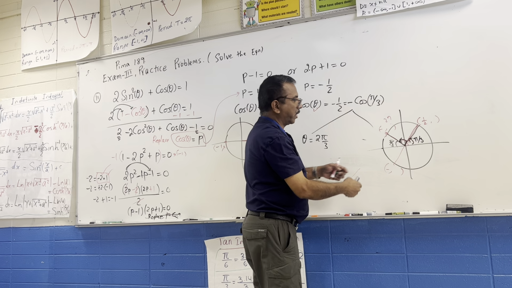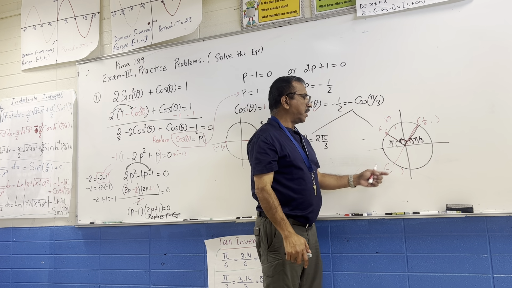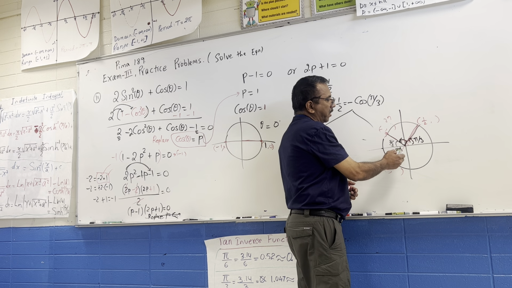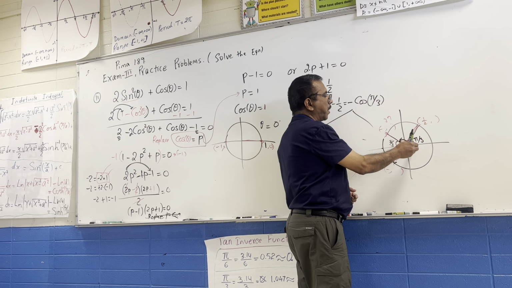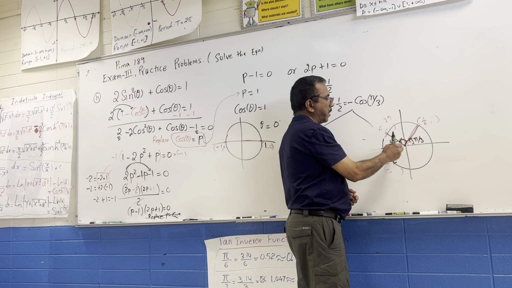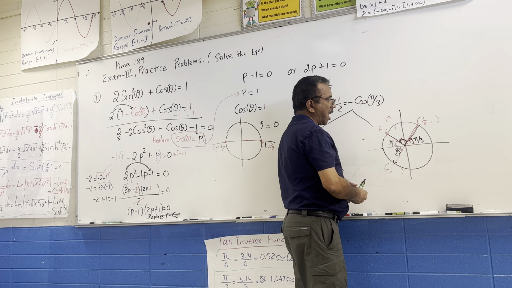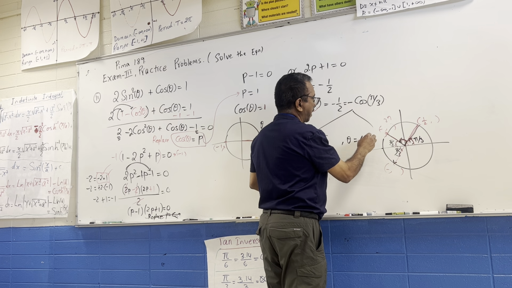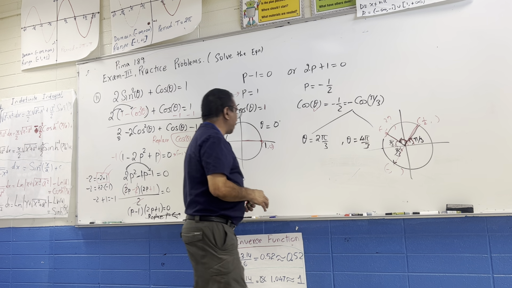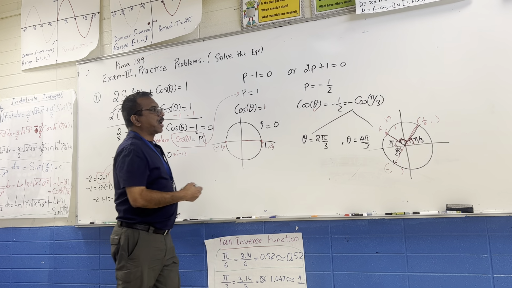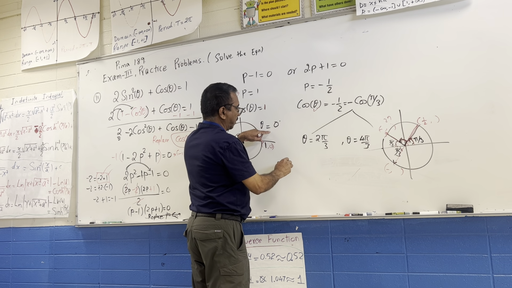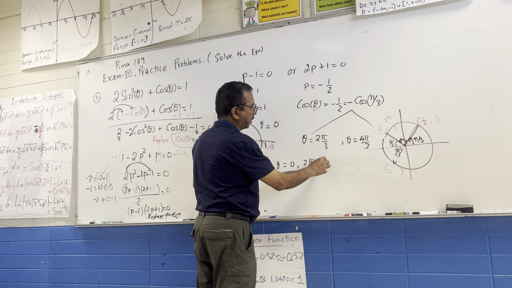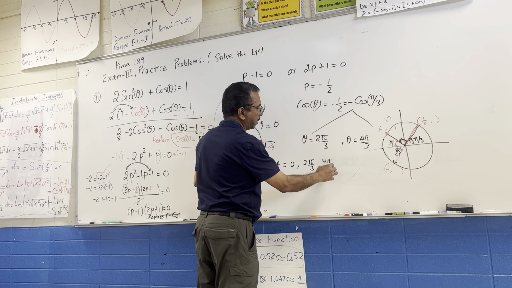And if you want the terminal side in the third quadrant, you add another pi by 3. So altogether 1 pi by 3, 2 pi by 3, 3 pi by 3, and 4 pi by 3. So the answer is theta equals 4 pi by 3. So the angles here are theta equals 0, 2 pi by 3, and 4 pi by 3.